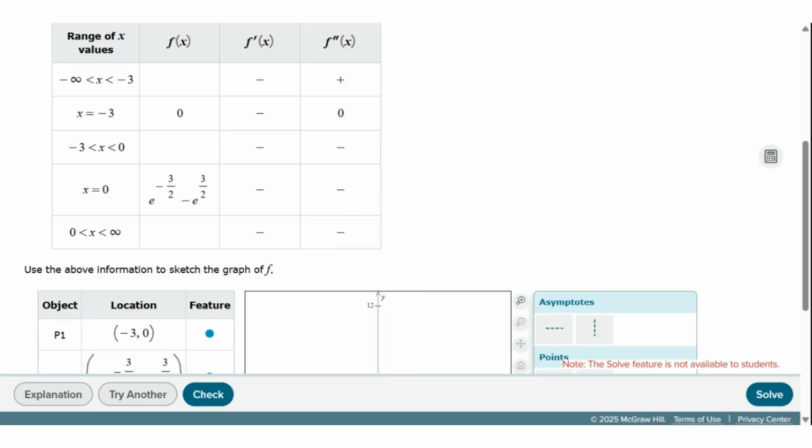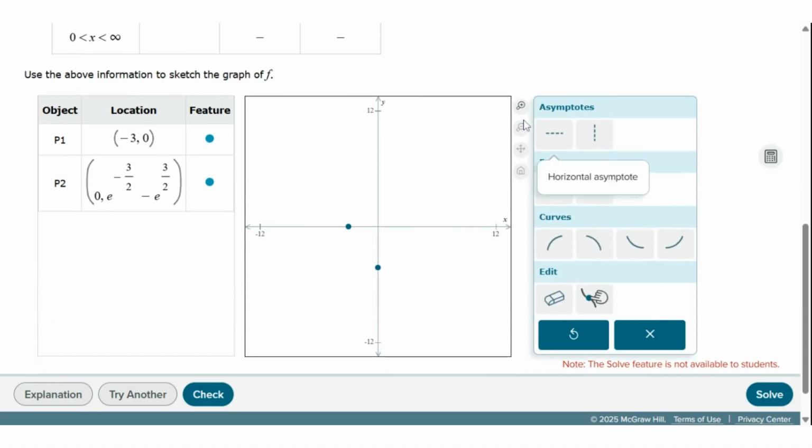So from negative infinity up to -3, we're decreasing, so negative slope, and we're concave up. So we grab that negative slope, concave up. There we go. And that's that section of the graph.